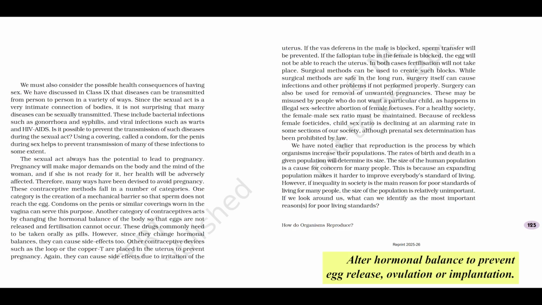Another category, hormonal methods. They alter the hormonal balance to prevent egg release, ovulation, or implantation. A common form is oral pills taken daily by women. Highly effective, but they can have side effects due to hormone changes: nausea, weight change, mood shifts.